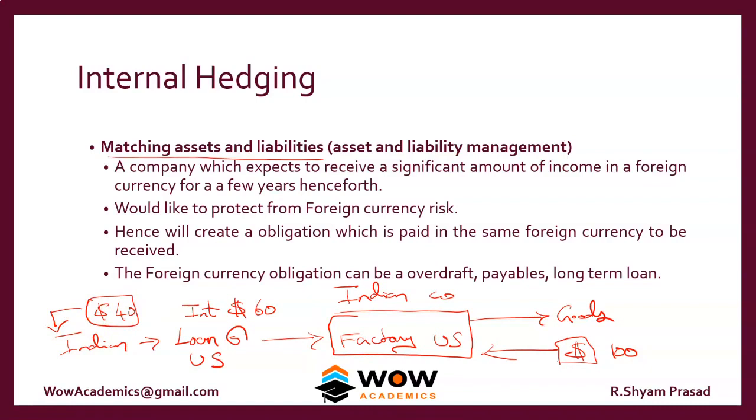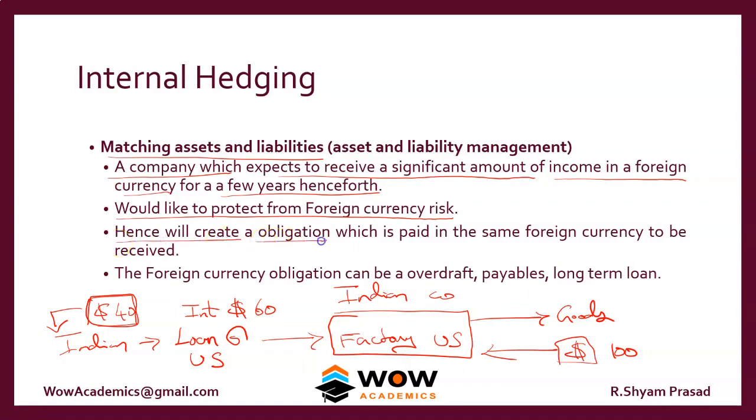So rather than having $100 of forex fluctuation, now the company has to deal with $40 of forex fluctuation. So this is a better method than the earlier method of borrowing in India and investing in the US. Now they have borrowed in the US and invested in the US, and they are also selling in the US, and they also pay the interest in the US. The residual amount alone comes to India. So a company which expects to receive a significant amount of income in a foreign currency for a few years henceforth would like to protect against foreign currency risk.